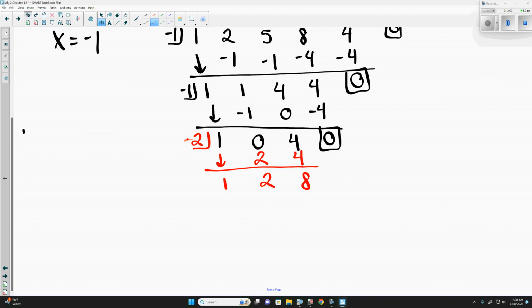So what we're left with is this here. And what we can do is put our variables back in. 4 is our constant term, our term without a variable. 0 is our term with x, and 1 is our term with x squared.